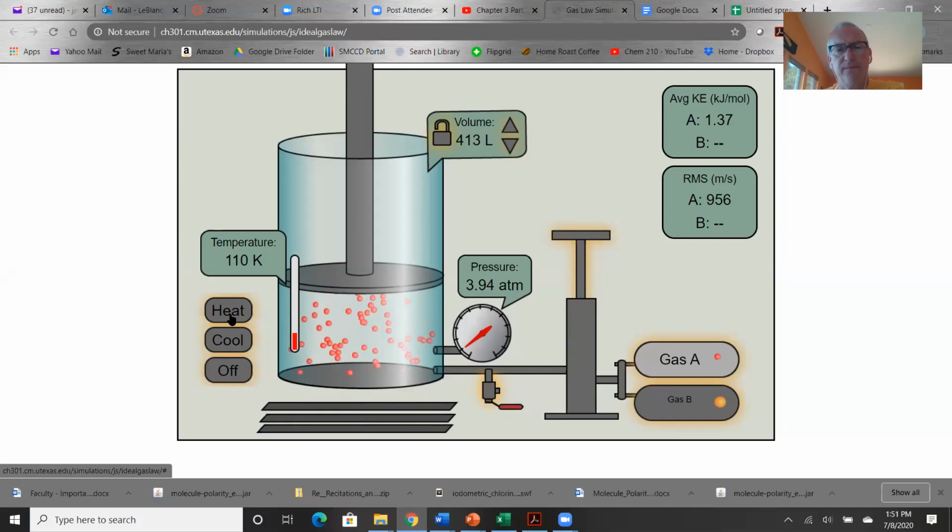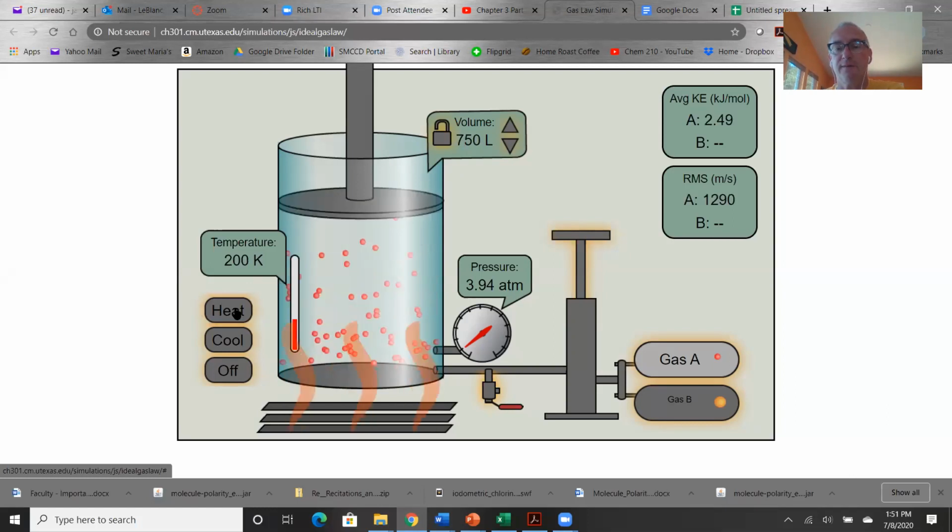Right. Any other questions? Is everyone clear on how to do this one? So if the volume is locked, the pressure will change. And if the volume is unlocked, the volume will change. Okay? Make sure you make a note of that. If the volume is unlocked, it will change with the temperature.